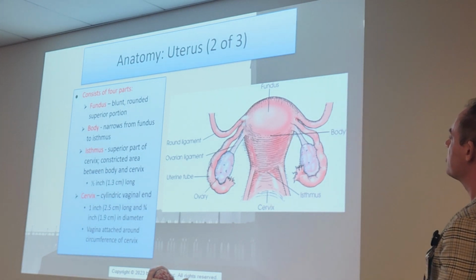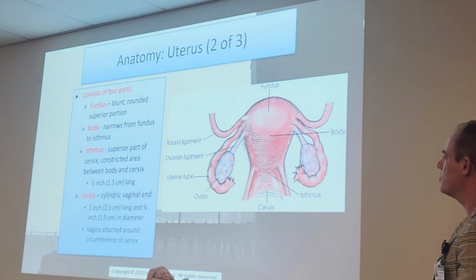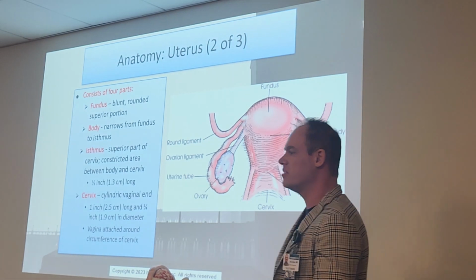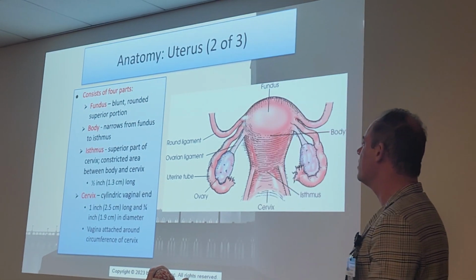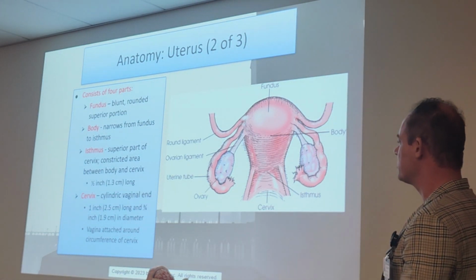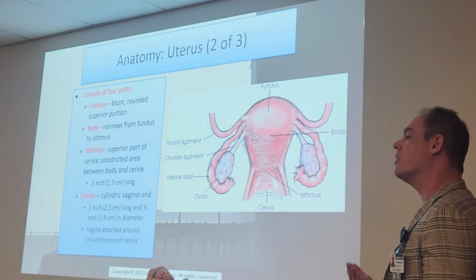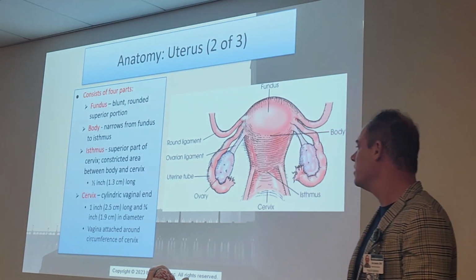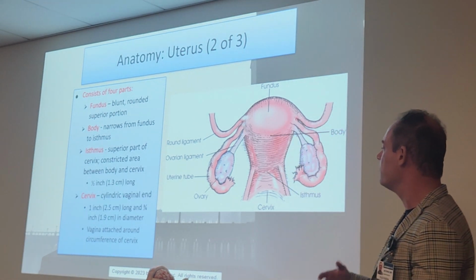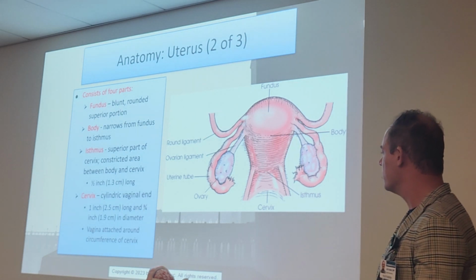So 4 parts. Once again, guys, there's your 4 main parts of the uterus. Fundus is the blunt, rounded superior portion, the most uppermost portion of that uterus. Body is what narrows down from the fundus to the isthmus. Isthmus is considered the superior part of the cervix. It's a constricted area between the body and the cervix. And the cervix itself is the cylindric vaginal end of the uterus.